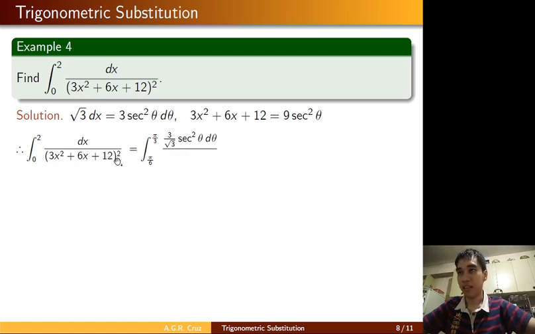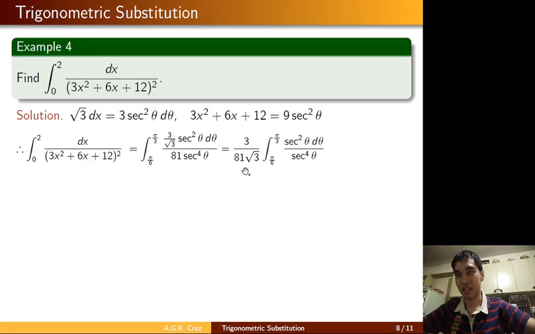And then for this one, 3x squared plus 6x plus 12, it's 9 secant squared theta. Right? And if you square all of that, 9 squared is 81, times the square of secant squared theta, that should give you secant to the fourth of theta. Okay? Then let's take out the constants first. You should get this. And then you get this one for your integral. But what's 3 over 81? 3 divided by 3 is 1. 81 divided by 3 is 27. So if you take out that common factor, you should get this constant outside to be 1 all over 27 square root of 3. Okay?